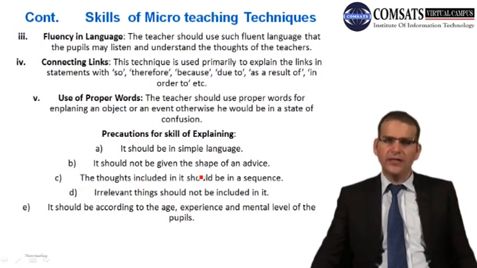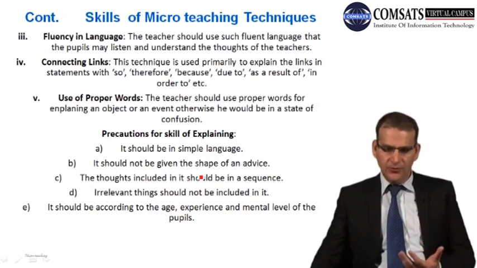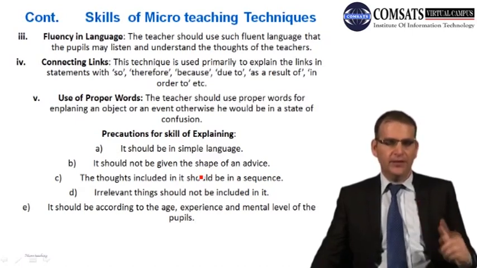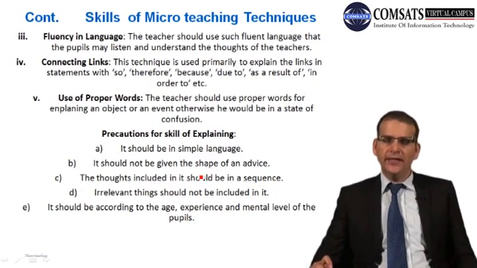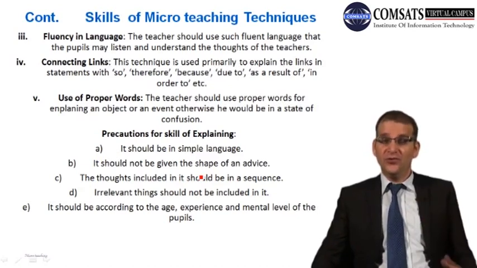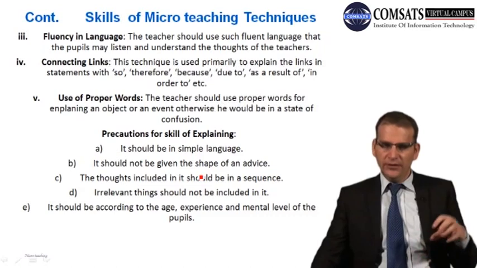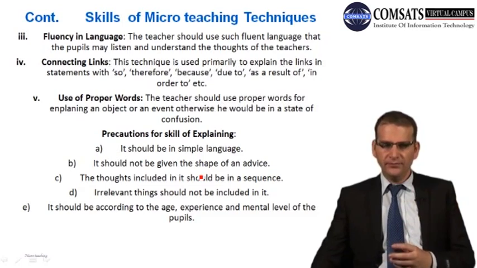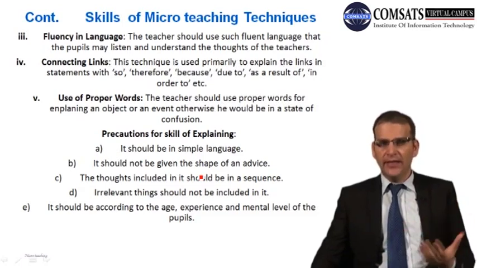Precautions, of course, for skills of explaining. There are some precautions that you need to know. First thing, simple language. When you explain, explanations should not be complex. Why not complex, my dear students? Because explanations are there to make things simple. And if you are using wordy language, complex language, jargon in your explanation, it means you are not explaining, you are making things complex. So try to use language as per the requirements, as per the audience needs, as per the level of the audience. Simple language. Understandable language.